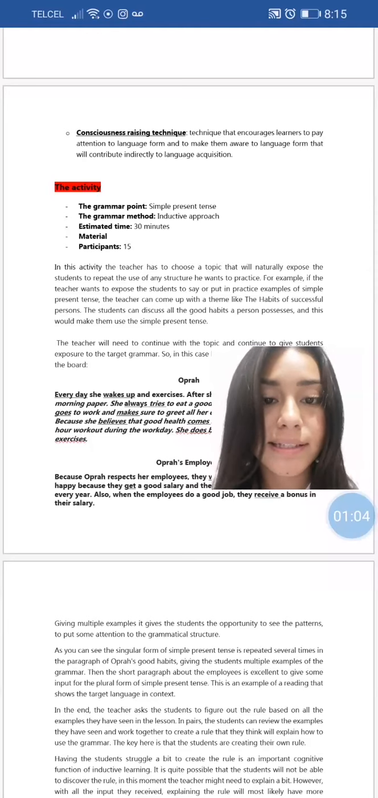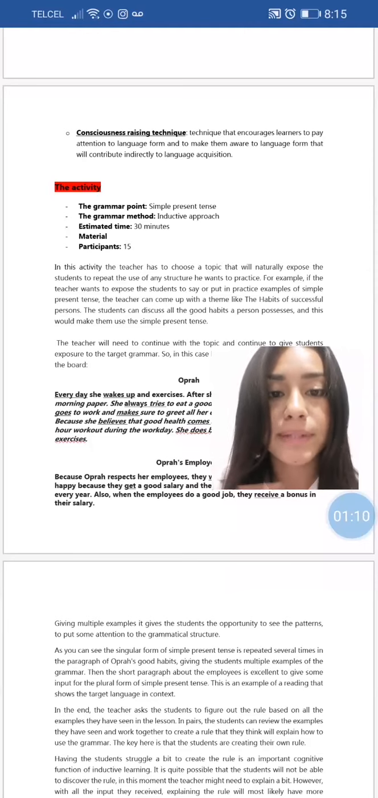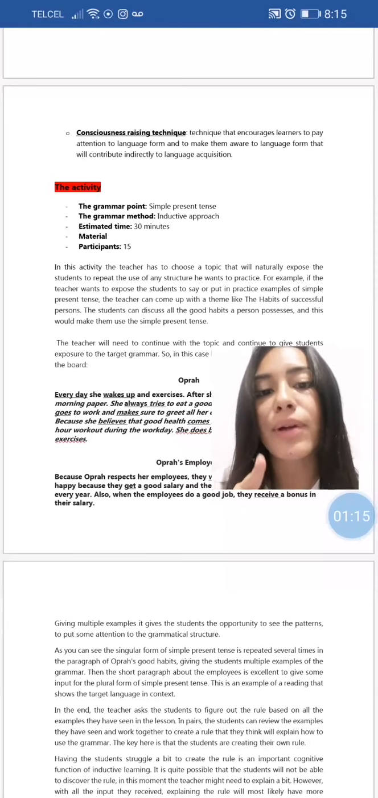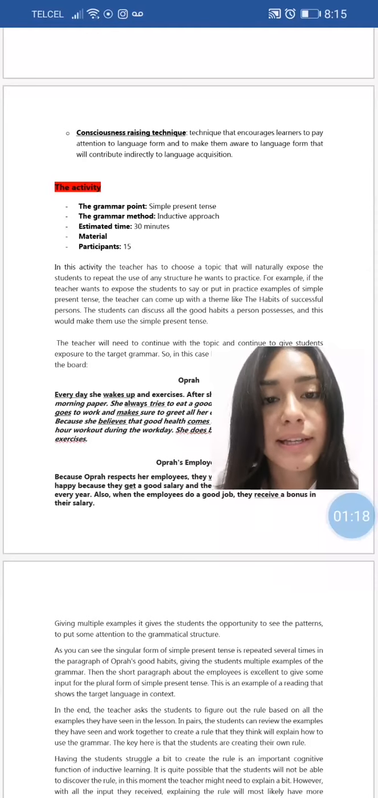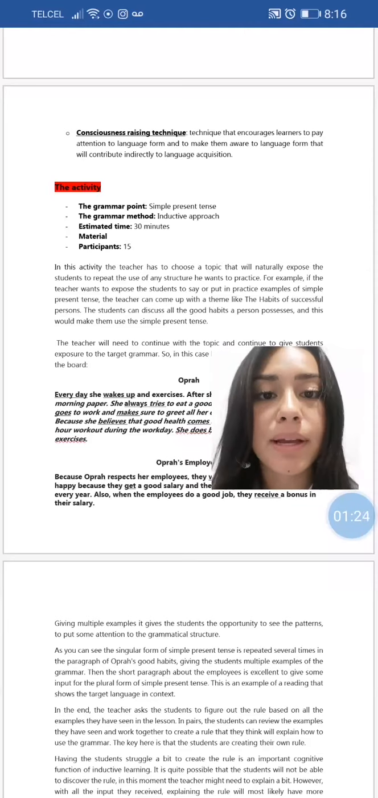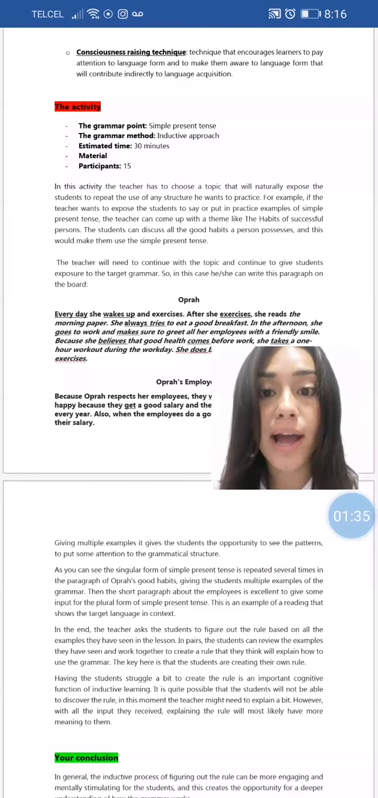And well, what does the teacher have to do in this activity? If he wants to practice any verb tense he wants, he can grab any topic to practice this. But here I put an example that is the simple present tense. For example, he can use the topic about the habits of successful persons. So, he asks the students, what habits does a successful person do or have? At the moment, the students are going to discuss all the good habits a person possesses, and this will make them use the simple present tense.